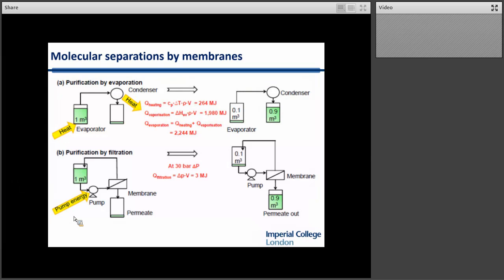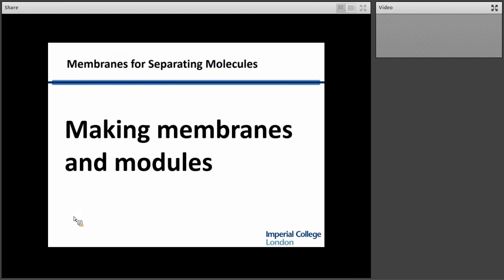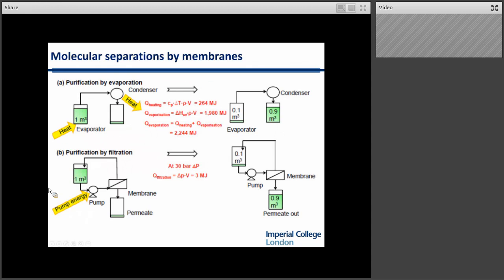So you can see that using membranes, you can, with a lot less energy, purify water. And I just want to take you through why that is in terms of the numbers. If you think about what I did, I was just using an evaporator to produce heat, which was used to evaporate water and then condense that water.